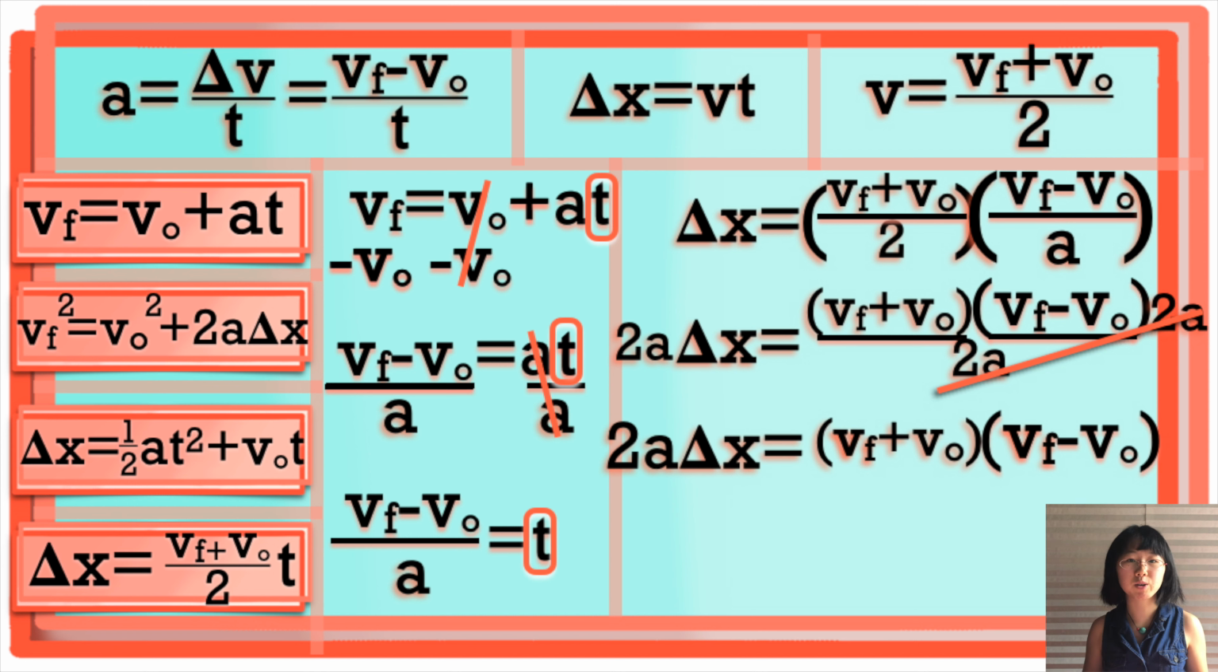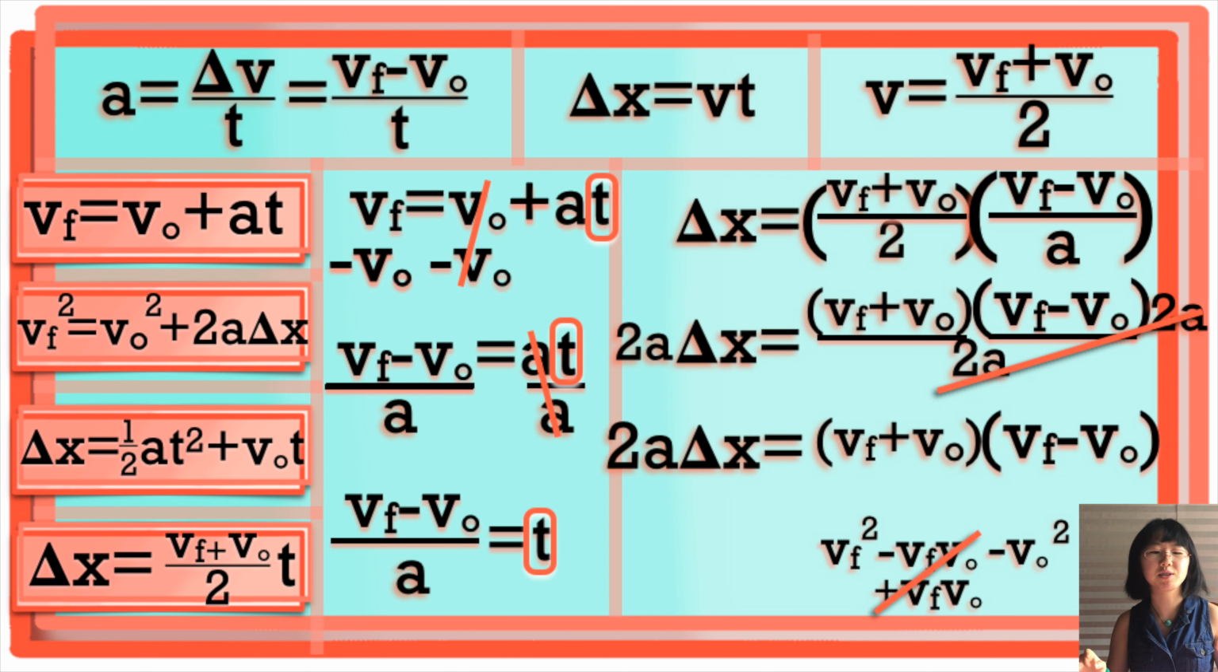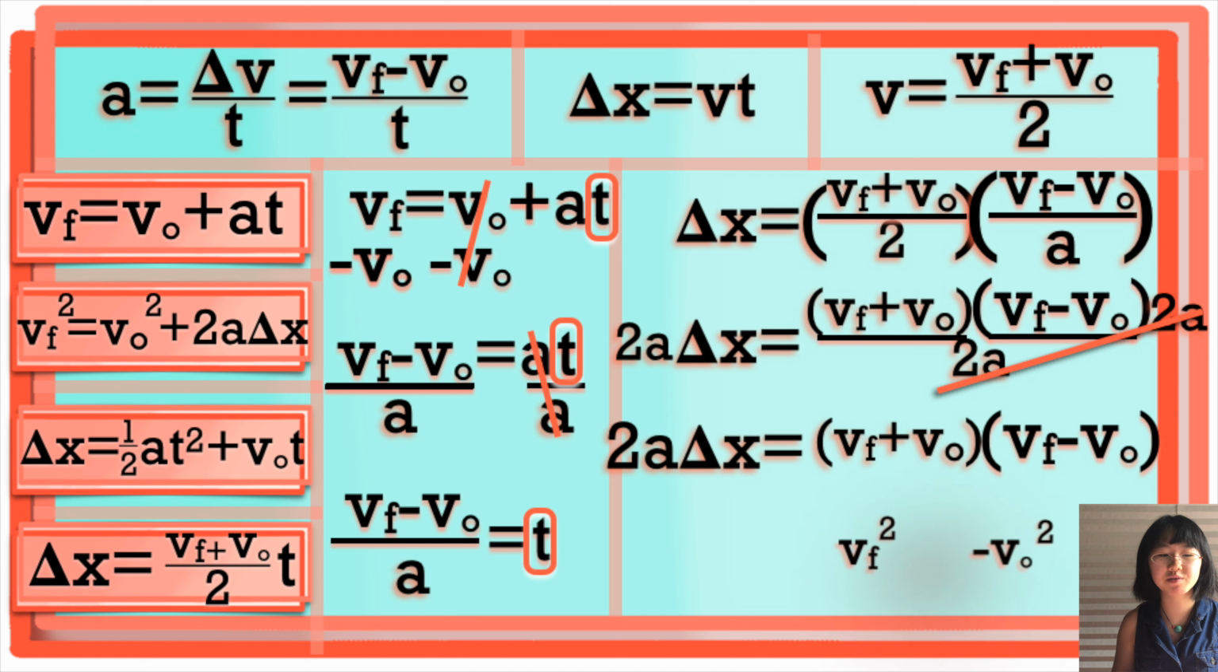Let me work it out really quickly in case you guys need to see it worked out. This times this, so it's v_f squared, then v_f times negative v_naught, so we have negative v_f v_naught, then positive v_naught times v_f over here, which is positive v_f v_naught, then finally positive v_naught times negative v_naught, which is negative v_naught squared. These two cancel each other, so we're just left with v_f squared minus v_naught squared.